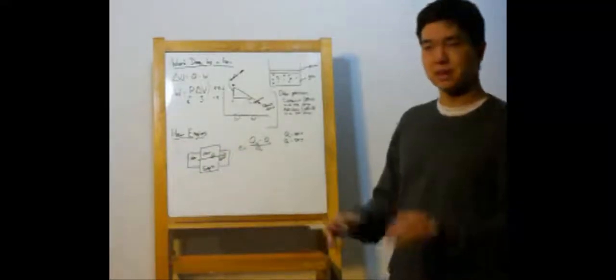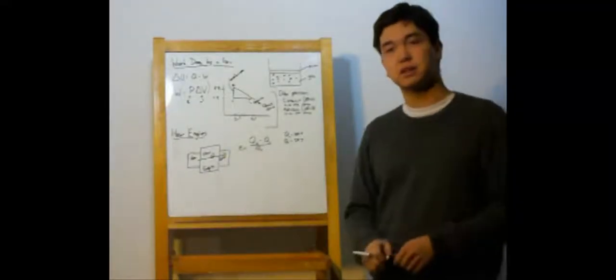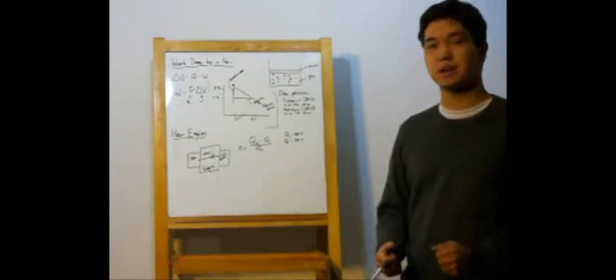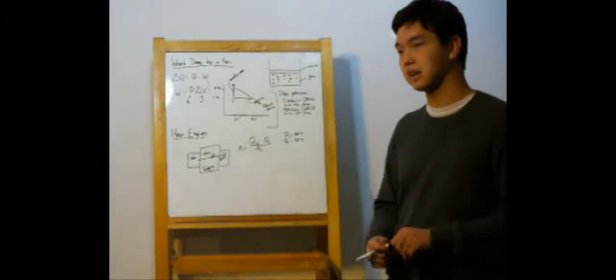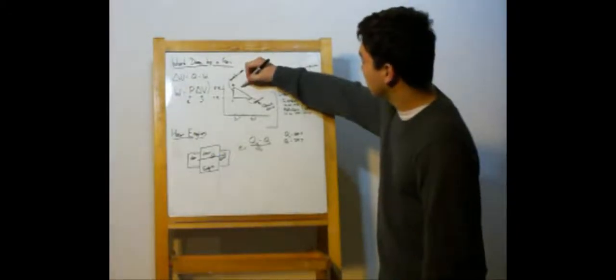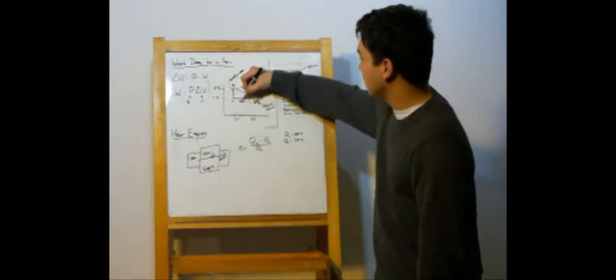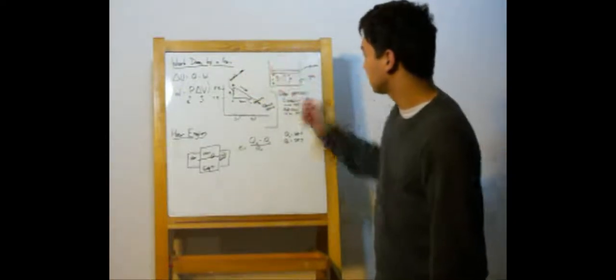So here's some rules about positives and negatives. If your volume is increasing, then the gas is doing work, so that's going to be positive. If your volume is decreasing, then your gas is not doing work. It's having work done on it, so it's a negative work. So I'm just going to say that the process goes from A to B, and then from B to C, and then from C to A.